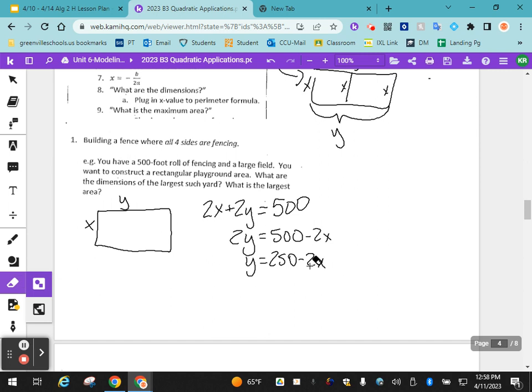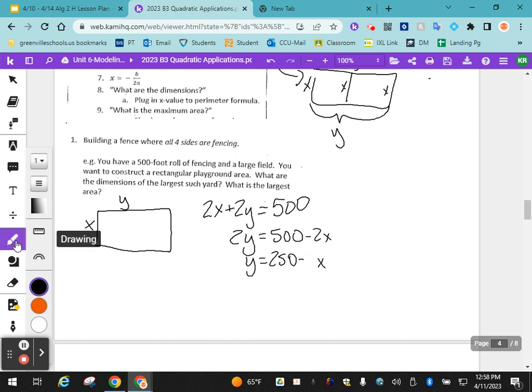Minus just x. Let's try that. What if I subtract 2y? Does that matter? Then you'd be solving for x and not y. Yeah. Well, I thought S goes first. If you want to, but it'd be negative x plus 250. You like that better?